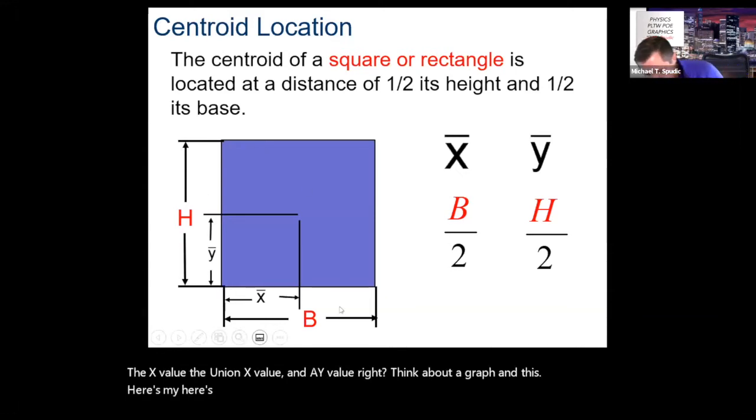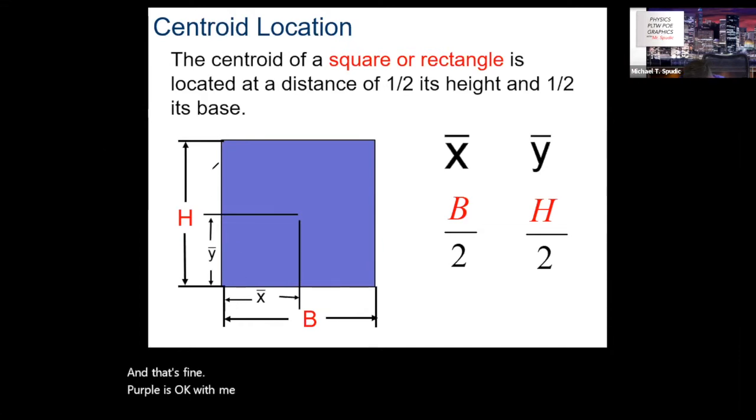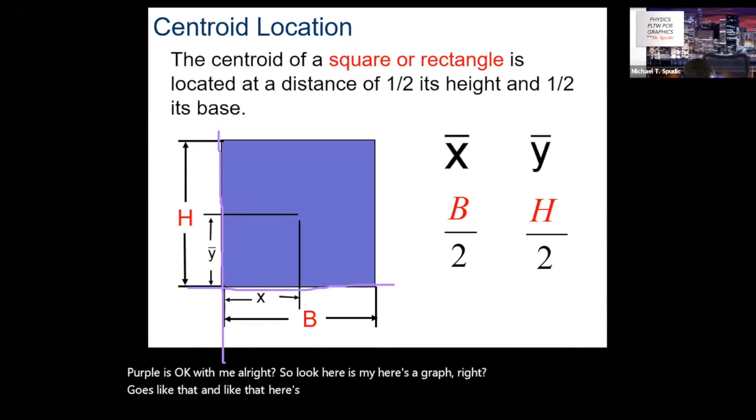I can't do my drawing on it. Let me see if I can get my drawing going here. Annotate, and that's fine. Purple's okay with me. Here's a graph, right? It goes like that and like that. Here's my origin. I really shouldn't have done purple, should I? Let's do a different color. Let's clear it and get another color in here.